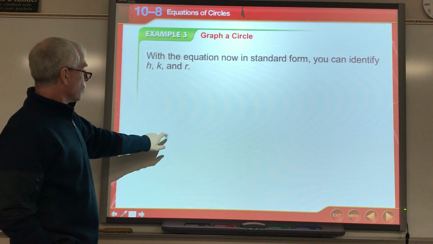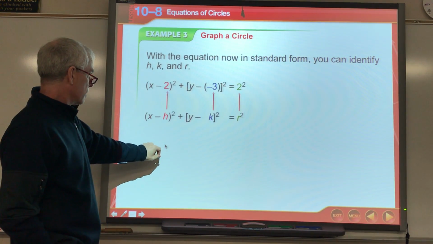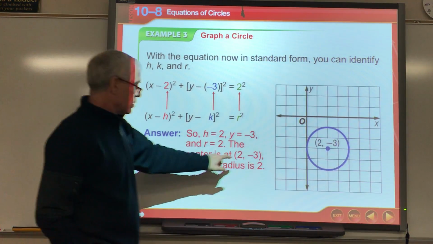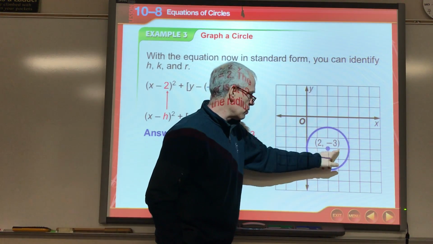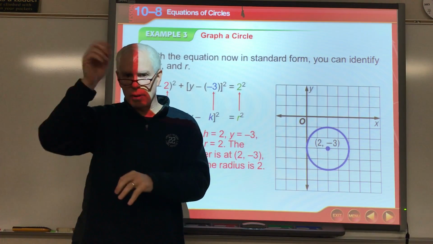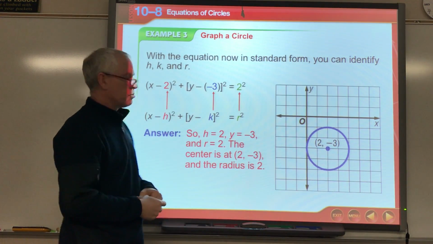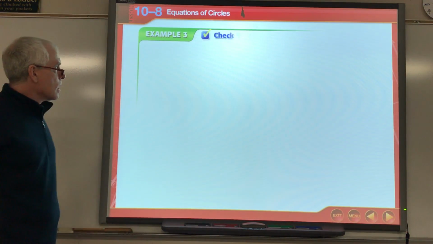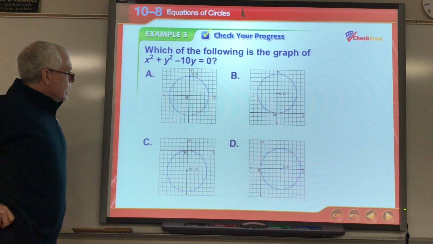So when you look at your graph here, 2, negative 3, radius of 2, stretch out. If you have a compass, stretch it out. If you don't have a compass, just go 2 left, 2 right, 2 up, 2 down, and freehand a circle as best you can, okay? All right, why don't you guys give this a shot?